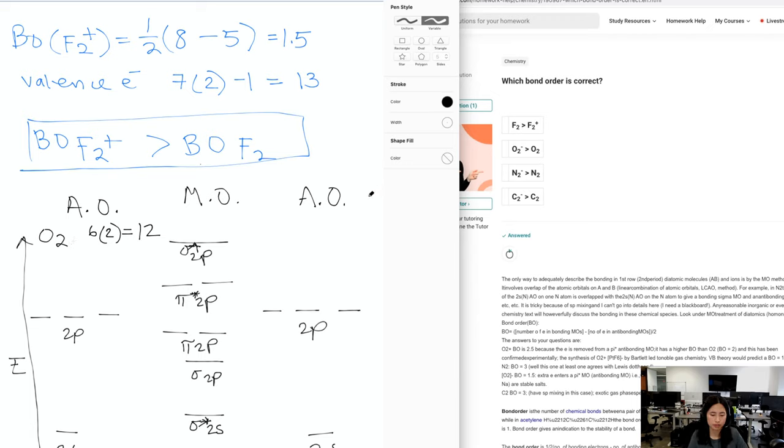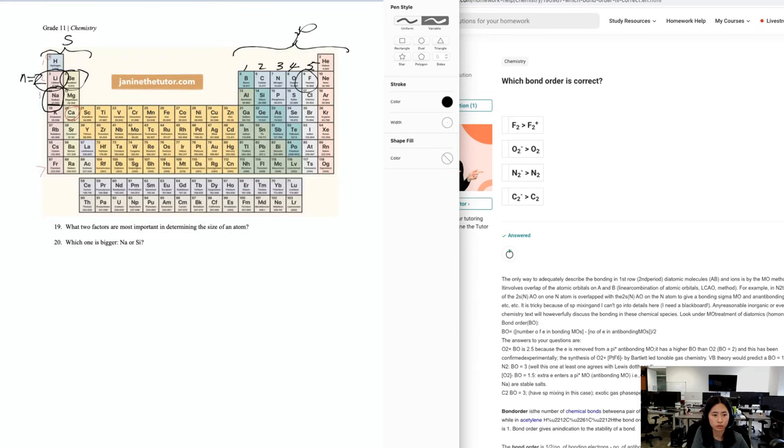Okay, so we have this, right? But for your electron configuration, right? Only at n is equal to 2. So let's go back to our periodic table.